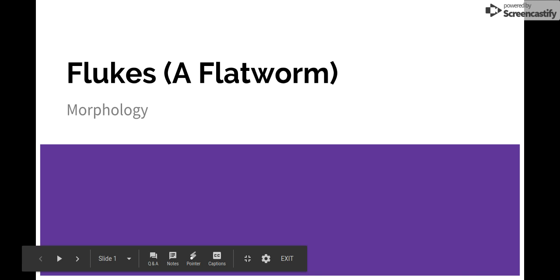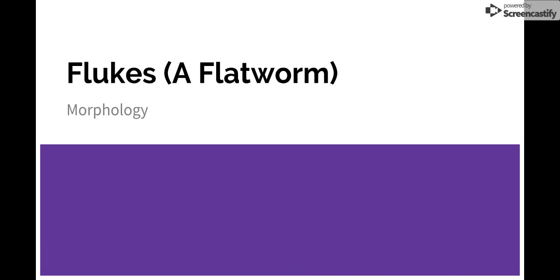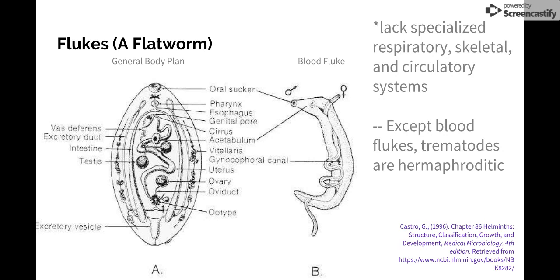Hi guys, today we're going to talk about fluke morphology. So here is the general body plan of a fluke. We discussed last time that they lack a specialized respiratory system, so they don't have lungs or something like that. They just diffuse gases. They don't have a skeleton, and instead they have a cuticle that helps to keep everything in.